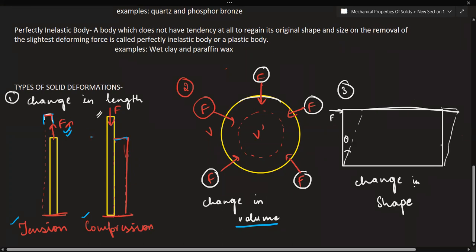Although a solid can be deformed in many ways, there are three basic types of deformation, and all the other types of deformations are a combination of these. So the deforming force causes a change in length of the object. The second one is that the deforming force also produces change in volume. The volume may decrease or increase. The third one is change in shape. It means the deforming force can produce change in the shape of the body. Clear?